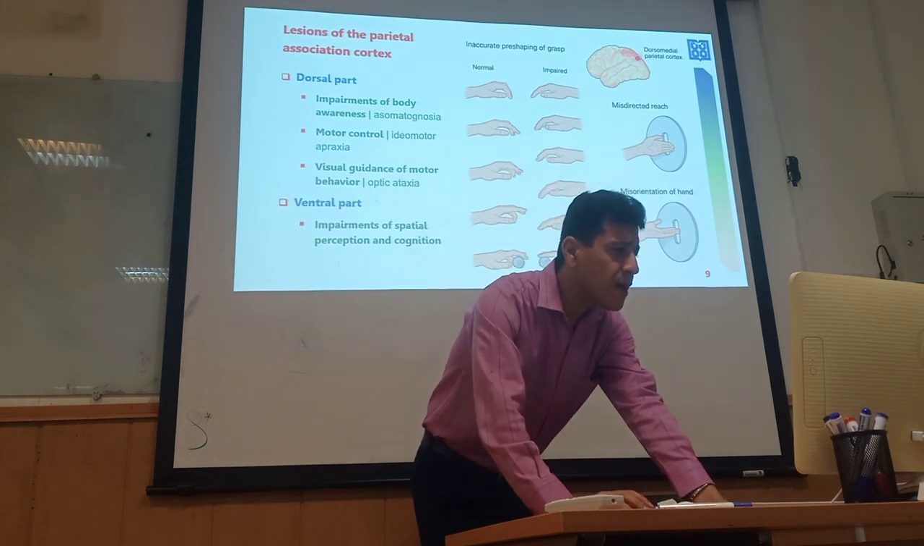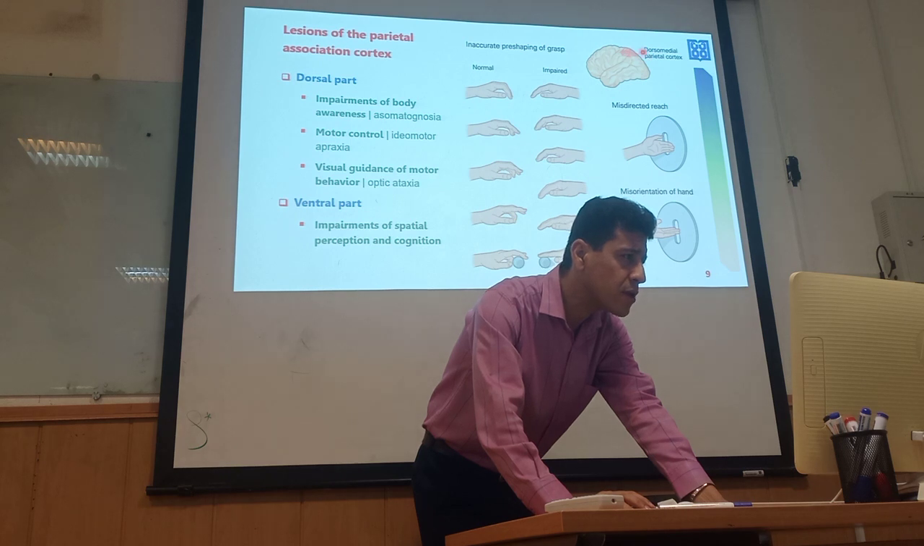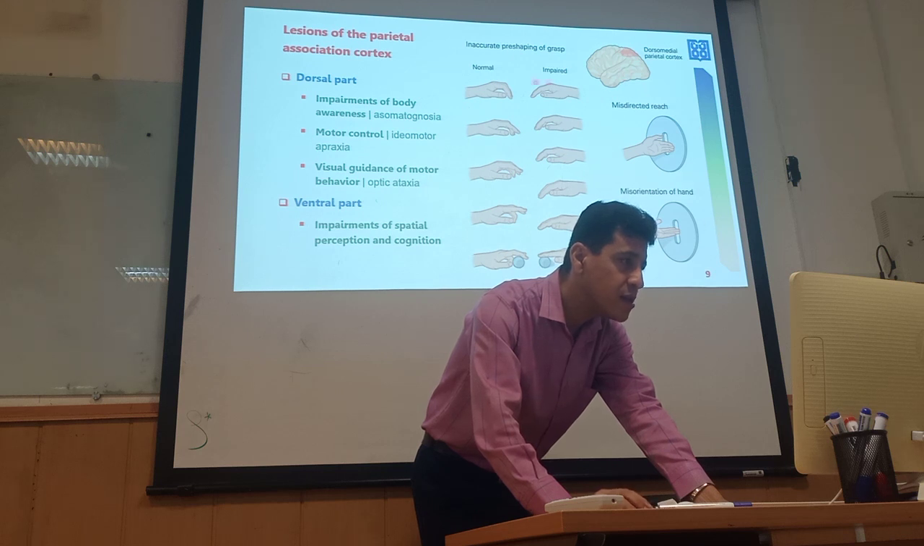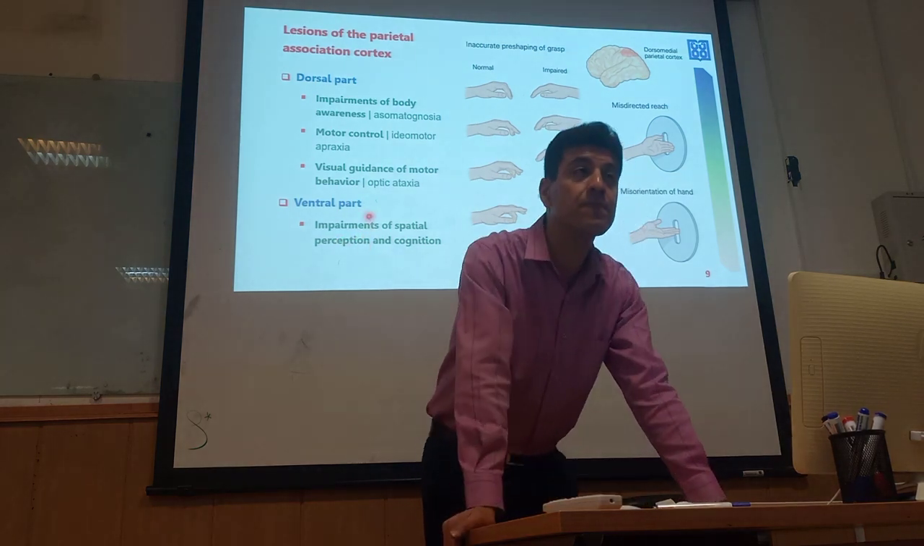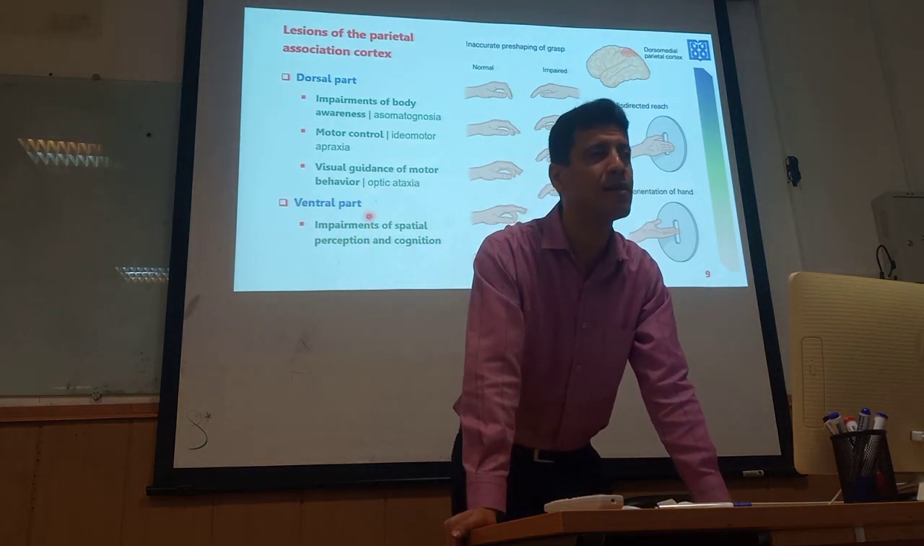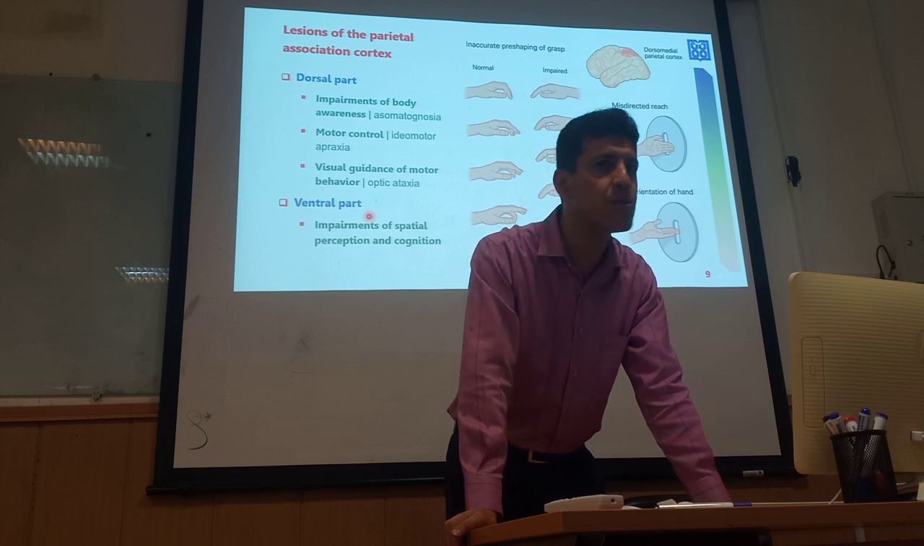So, if instead of having damage in the dorsomedial part of the parietal cortex, we have damage in the ventral part, then this doesn't happen, this one happens. Impairment of spatial perception. So spatial understanding is lost. Action is okay.